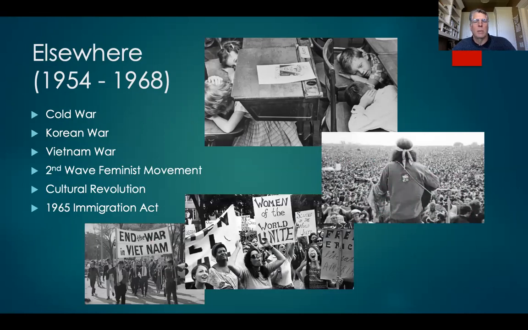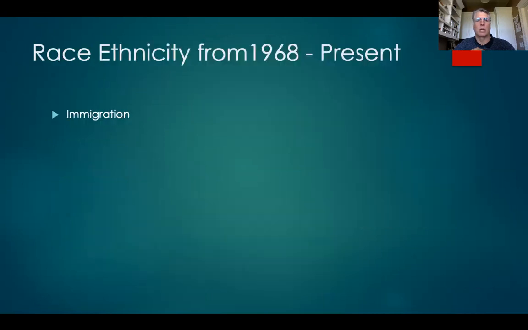the 1965 Immigration Act, which opened up immigration. So there were culture wars going on at that time. The Cold War and the fear of a nuclear Holocaust happening, second wave feminism, in addition to the Civil Rights Act along racial lines. Okay, race and ethnicity from 68 to present.